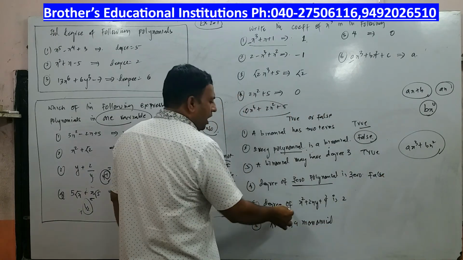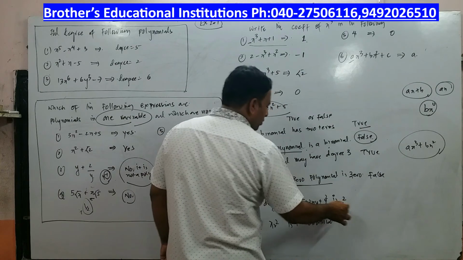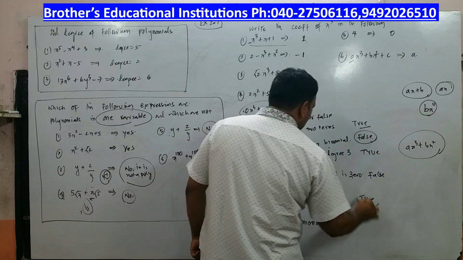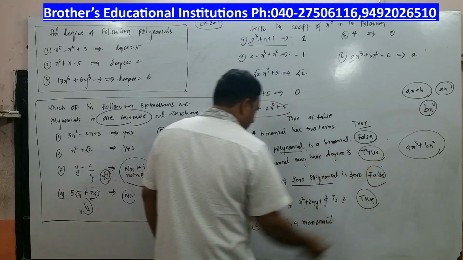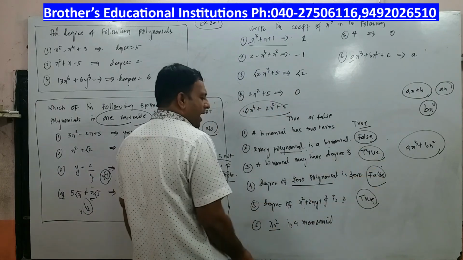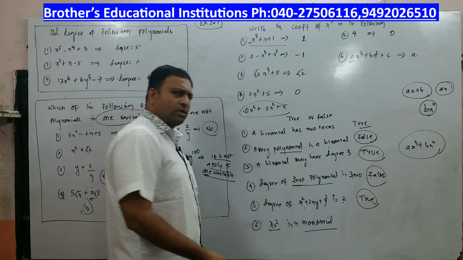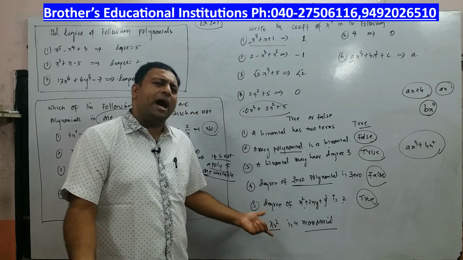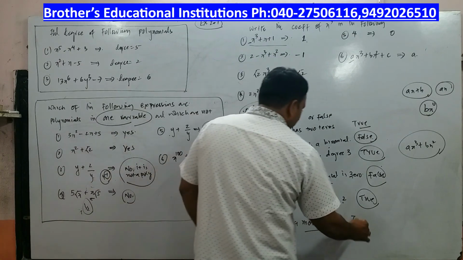Alright. Now, degree of x square plus 2xy plus y square is 2. Of course, the highest power here is 2. So, my answer is true. Now, pi r square is a monomial. Yes, of course, it is having only one term and the variable here is r and pi is an arbitrary constant. So, it is of course true.